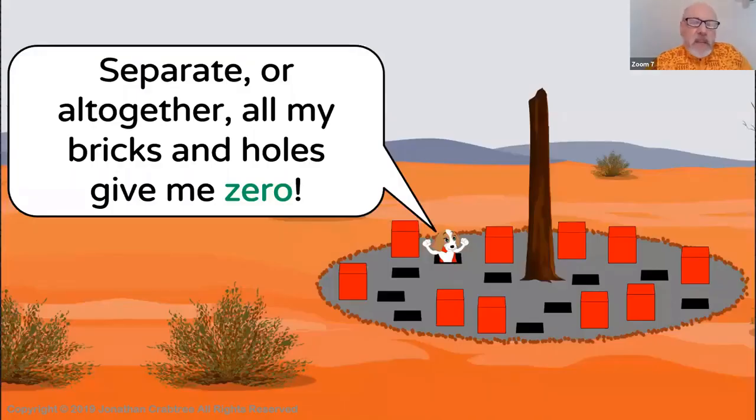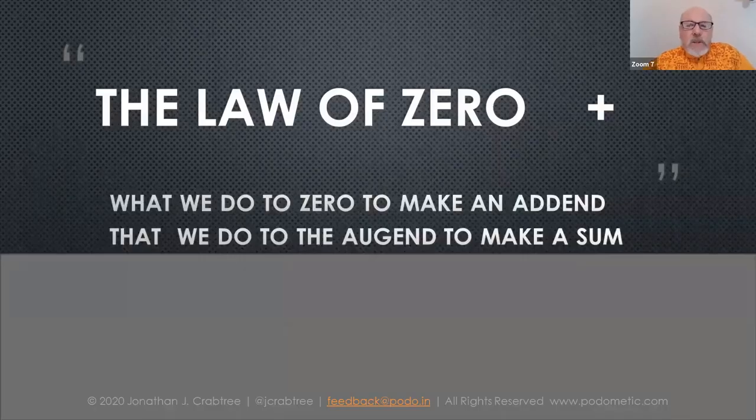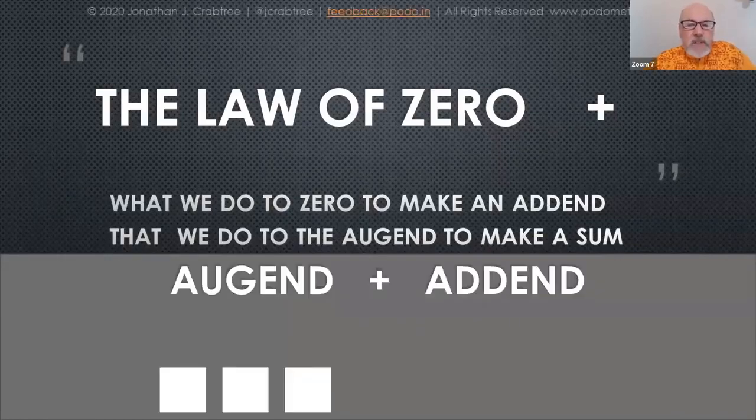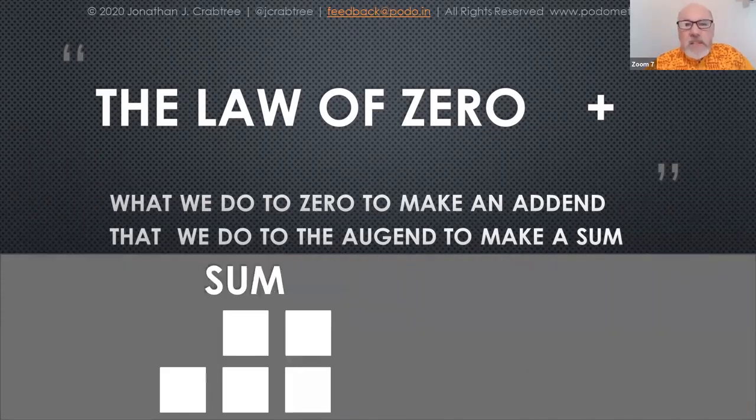So here's Podo the puppy saying that separate or all together, all my bricks and holes give me 0. And if you count it up, there are 10 red bricks and there are 10 black holes, including the one that Podo the puppy is sitting in. So the law of 0, what we do to 0 to make an addend, we do to the augend to make a sum. So there is an augend, and I hope that you can see this okay. And what we're going to do is we've got 0 underneath the addend. So what we've done to 0, we've added 2. So that's what we have to do to the augend. Boom, we just add 2, and that's the sum.